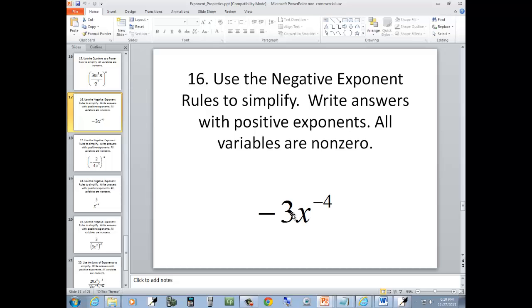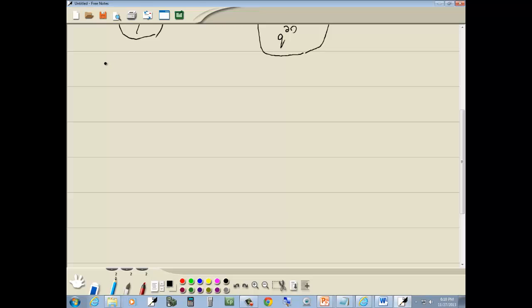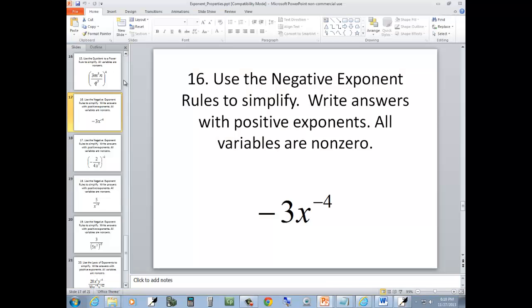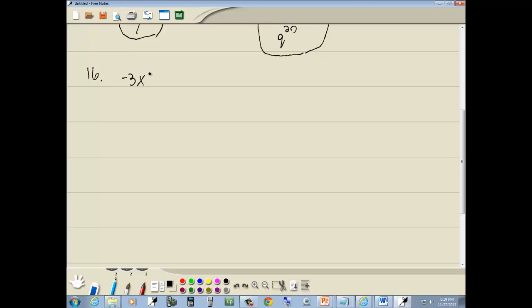Okay. Let's take a look at this one. We've got negative 3x to the negative 4. We don't like negative exponents. So first thing I'm going to do is create a fraction. So I got negative 3x to the negative 4, and I'll put it over 1. You can always create a fraction by putting it over 1 if you don't already have one.